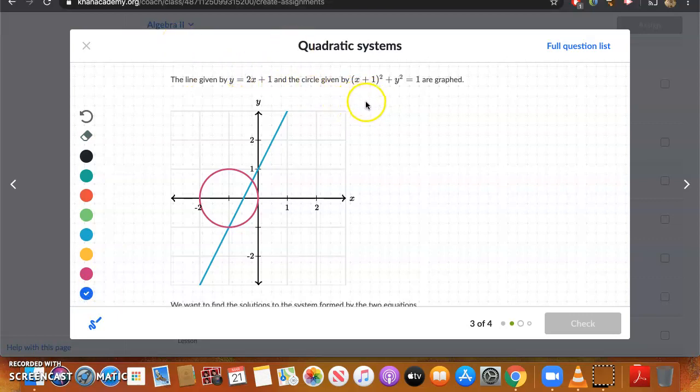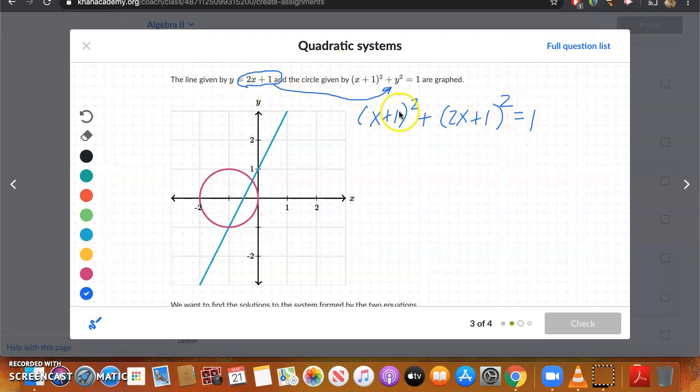Let's find an empty spot. So this right here, 2x plus 1 is equal to y. I'm going to take that and substitute that in here for y squared. If I do that, I'm going to get (x plus 1) squared plus (2x plus 1) equal to 1. I've substituted, and by the way, that should be squared too. So I've taken this and plugged it in here for the y. So here is the equation now all in x.